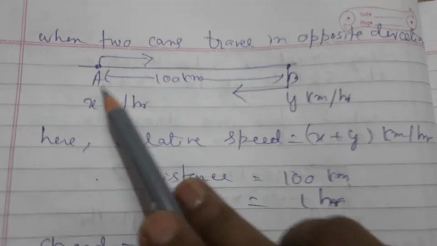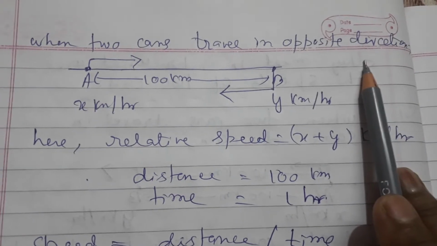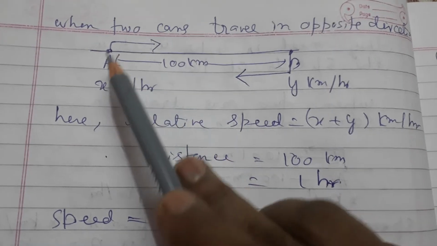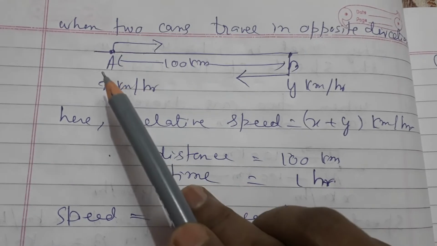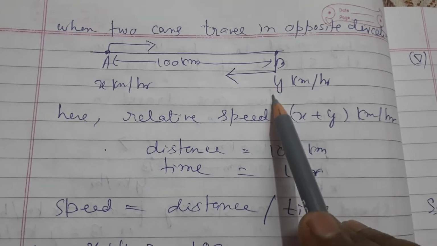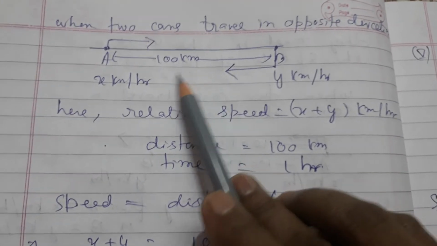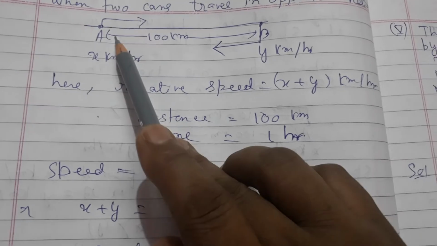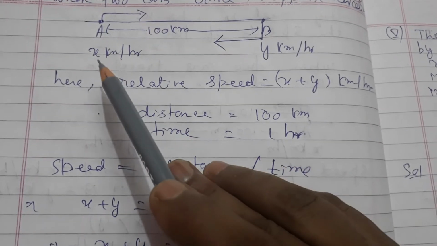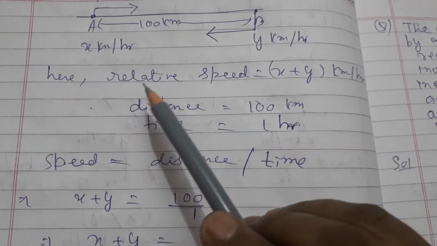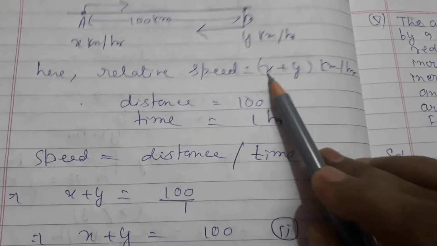And now the second case. In the second case, when the two cars travel in opposite directions, look at the figure, I have drawn the opposite signs, meaning the car starting from A is moving in this way, then the car starting from B moves in the opposite direction. So their speeds are the same as before. The car starting from A has speed x km per hour and the car starting from B has y km per hour. Here the relative speed is equal to x plus y.